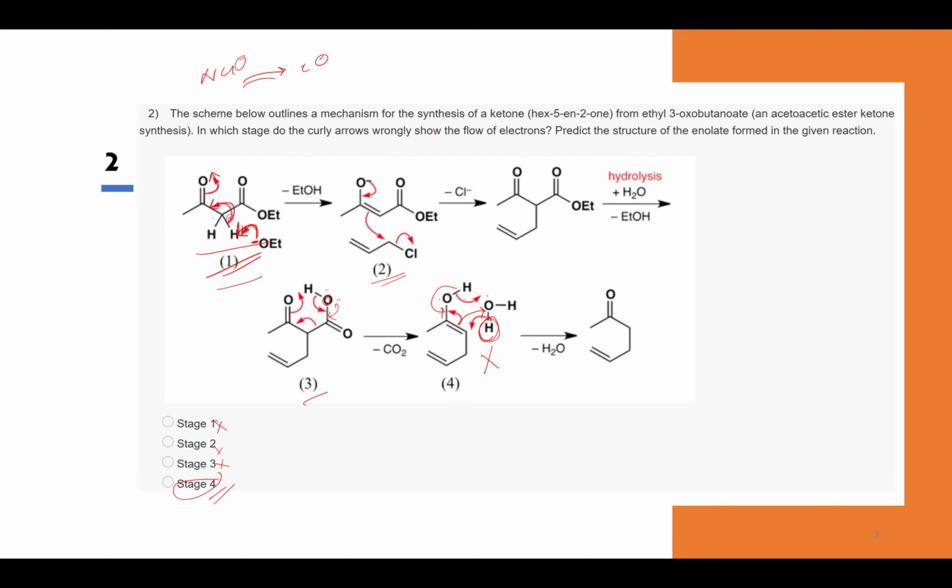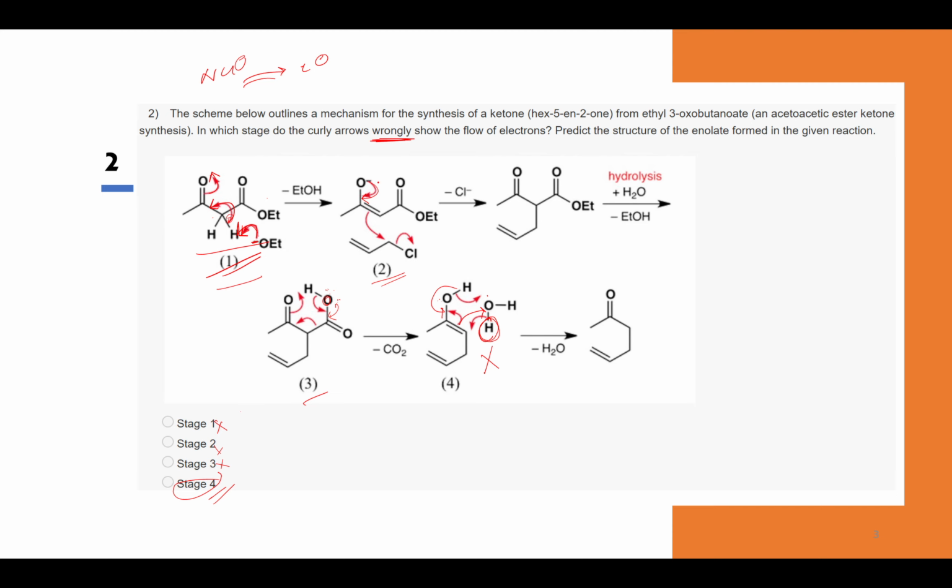So in this question you can see that we have to find out the wrongly shown arrow pushing mechanism. So this is the correct one. So stage 1 is not the correct answer for this question, because we have to find out the wrongly shown electron flow. Okay, now talking about stage 2, here we can see the negative charge is pushing electrons like this way. So this is the correct option.